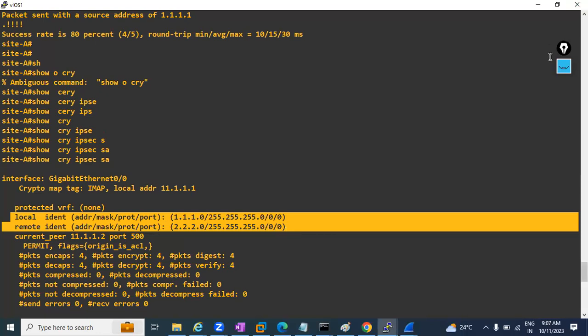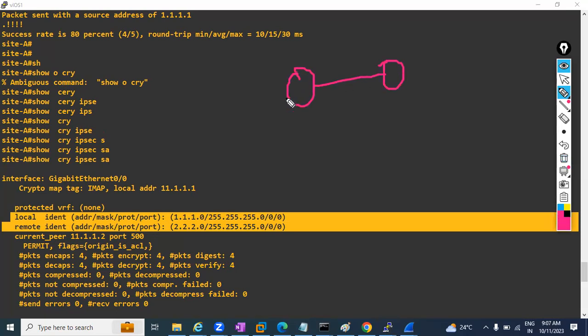You remember, this is my side A, this is my side B. And here I'm using 1.1.1.1. And on the other side, we are using what? 2.2.2.2 here. So what is the local identity here? The local identity is what we have mentioned. See, I have used the ACL. In ACL, in an extended ACL, I can mention source IP, destination IP, and I can mention which protocol.